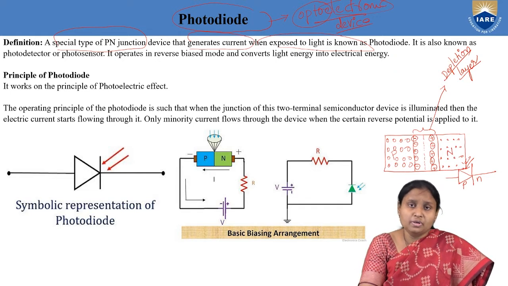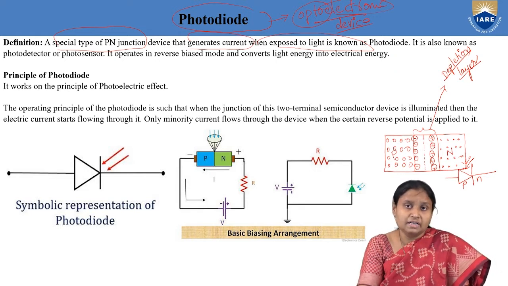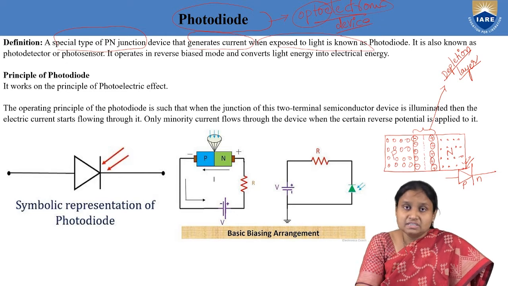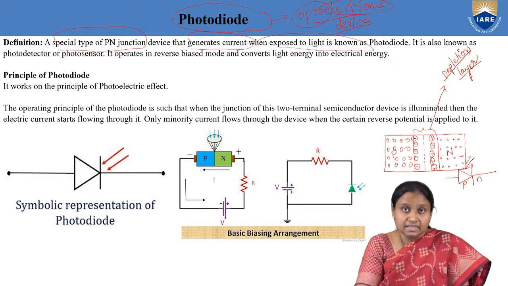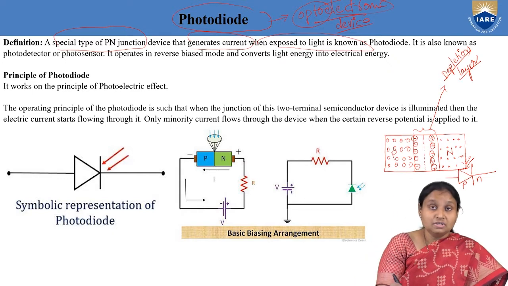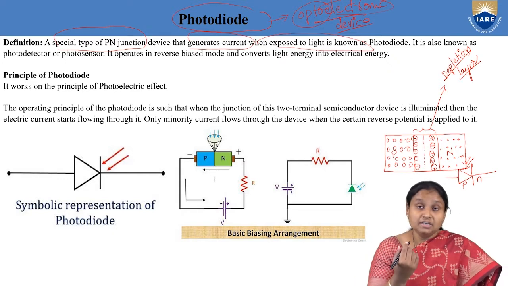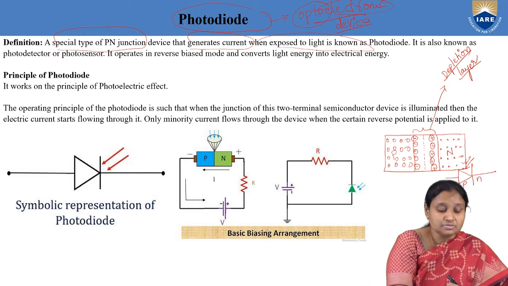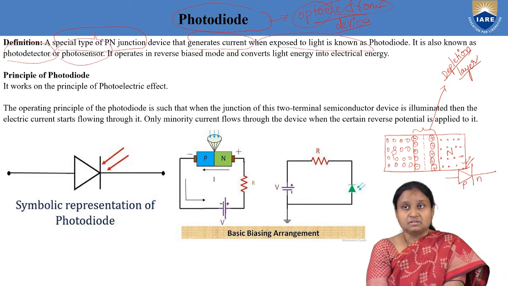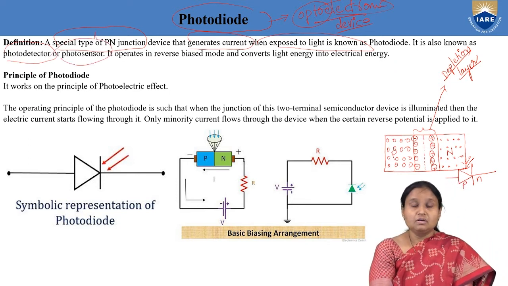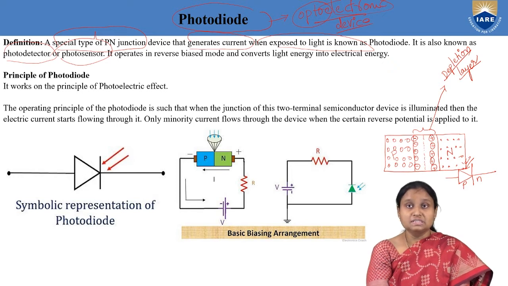Where we talk about conversion of light to electrical or electrical to light, such devices are called optoelectronic devices. So this photodiode comes under optoelectronic devices, where it converts light energy into electrical energy. And of course, as I told you, they come under transducers. What is the name given to this photodiode? It is also called a photodetector, or a photosensor.